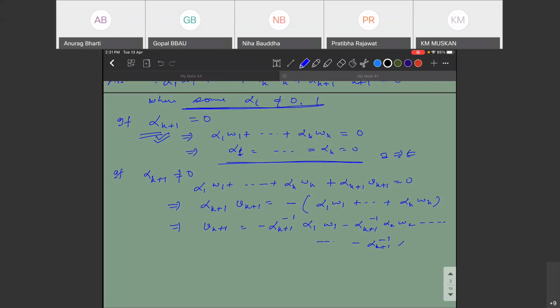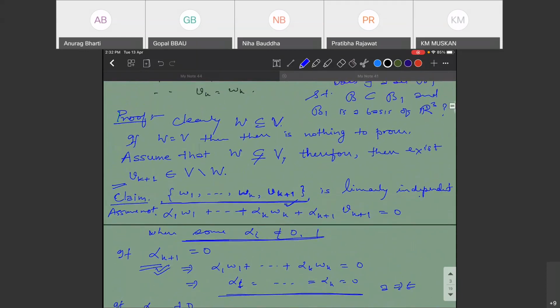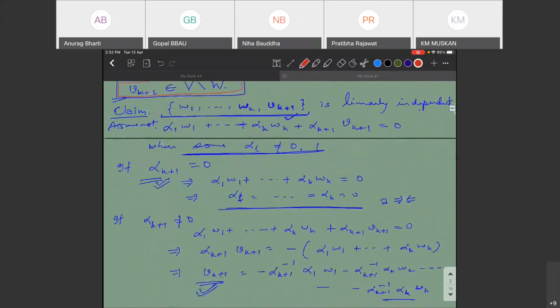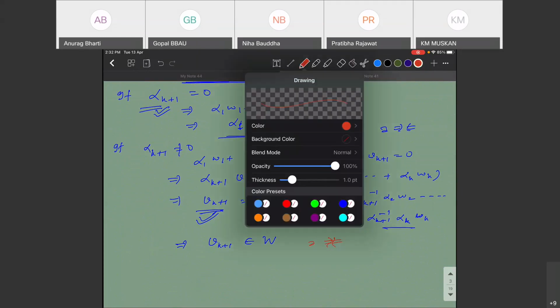It's alpha k plus 1 inverse alpha k w k. So this v k plus 1 is a linear combination of w1 to wk. But you know w1, w2, ..., wk is the basis of capital W. So this means v k plus 1, which is a linear combination of elements from the basis, is an element of W. This implies v k plus 1 belongs to W, which is not true, because we have v k plus 1 is not in W, which is again a contradiction. Right? So this means our assumption is wrong.